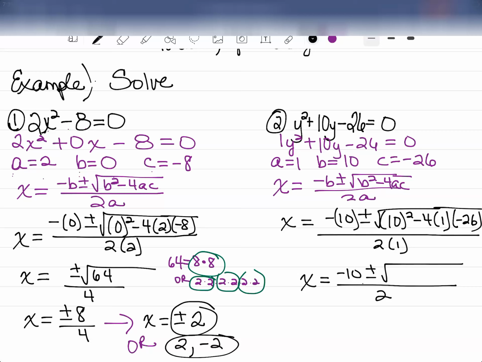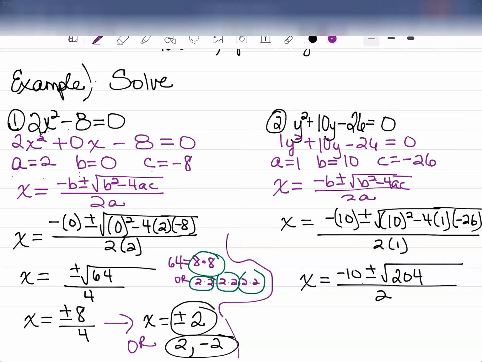So I have to do 10 squared minus 4 times 1 times a negative 26, all in my calculator, because that's the part that's underneath the square root. So I want to take care of that together. So 4 times the 26 is giving me 104. So I have 100 plus 104 to give me a 204. So I have negative 10 plus or minus the square root of 204 over 2.